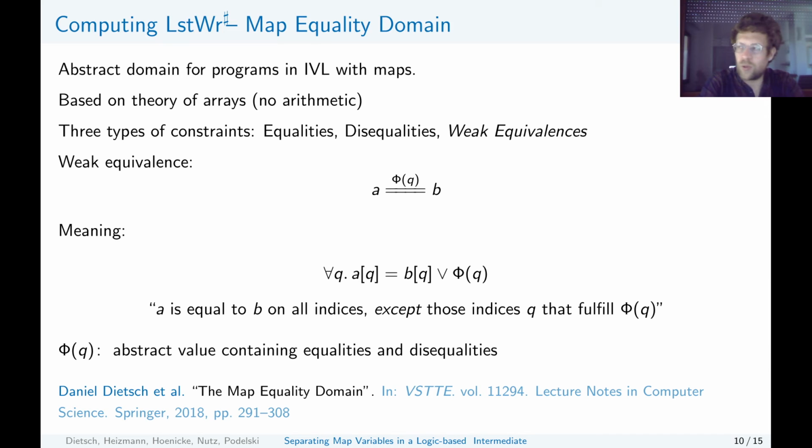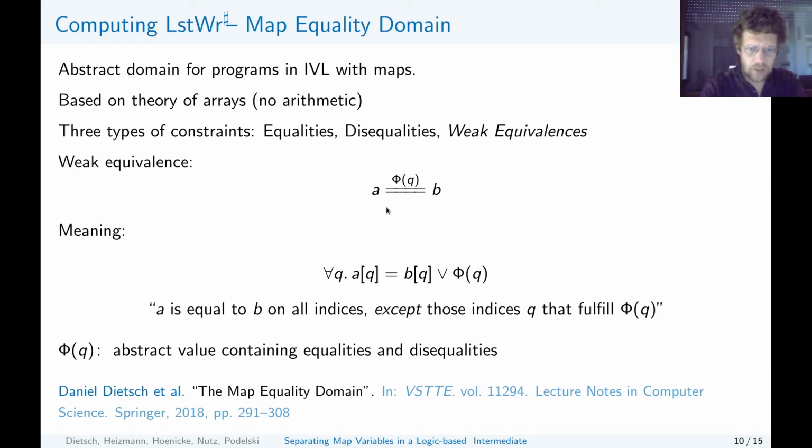Now the question is, which domain can we use in order to infer this information? While in principle we can plug in any static analysis, it of course has to be efficient and strong enough for our purposes. So in another paper we're presenting an analysis which has these properties, and I'm going to present it in just one slide here. The basic idea is that our abstract domain is a product of a domain of equalities, of a domain of disequalities, and of weak equivalences.